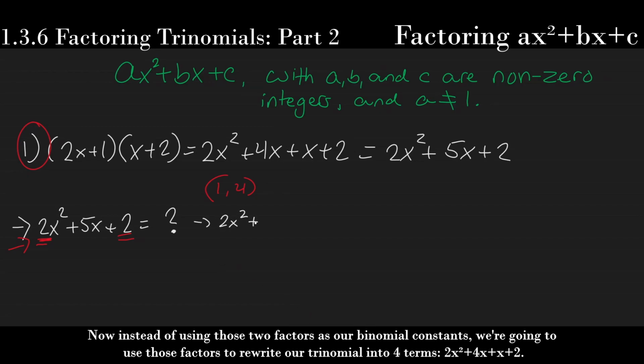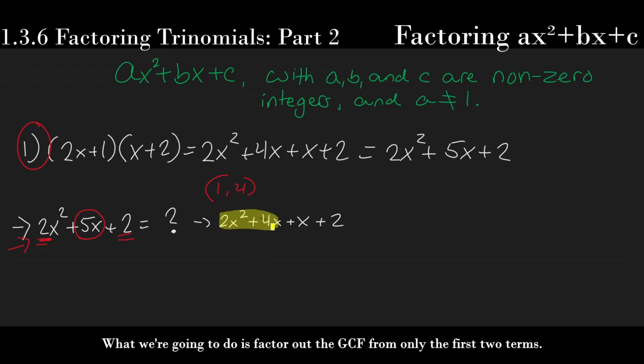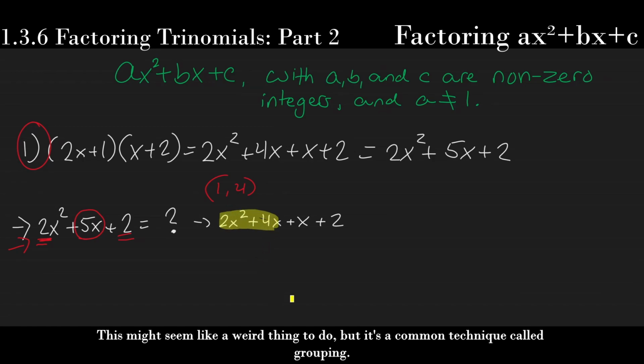2x squared plus 4x plus x plus 2. Look at the middle 2 terms. They sum up to our original second term, 5x. We are now about to get even more interesting. What we're going to do is factor out the GCF from only the first 2 terms. This might seem like a weird thing to do, but it's a common technique called grouping.